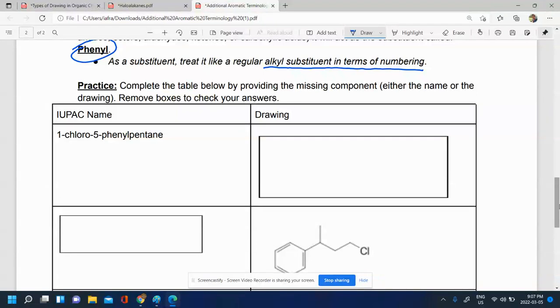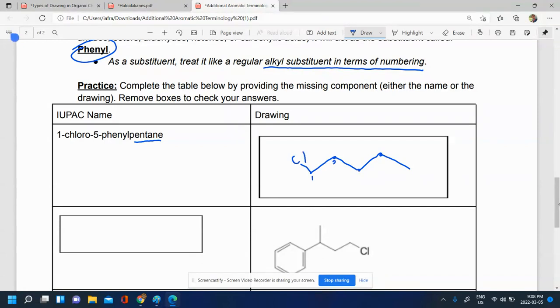So here we have the example where we have a name given to us and we have to draw it: 1-chloro-5-phenylpentane. So based on this, we're going to have a parent chain that's pentane, 5 carbons, 1, 2, 3, 4, 5. On carbon number 1, we'll have a chlorine.